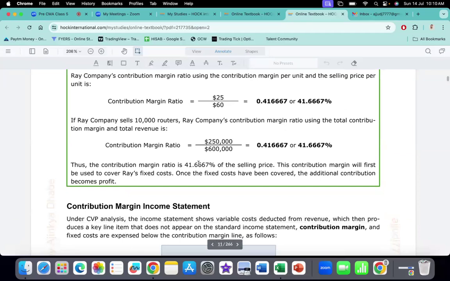So what exactly it means is that the contribution margin, that is the leftover, would be used to pay off your fixed cost first. This contribution margin will be first used to recover or to be set off against your fixed cost. And once your fixed costs are covered, whatever is left is your profit.